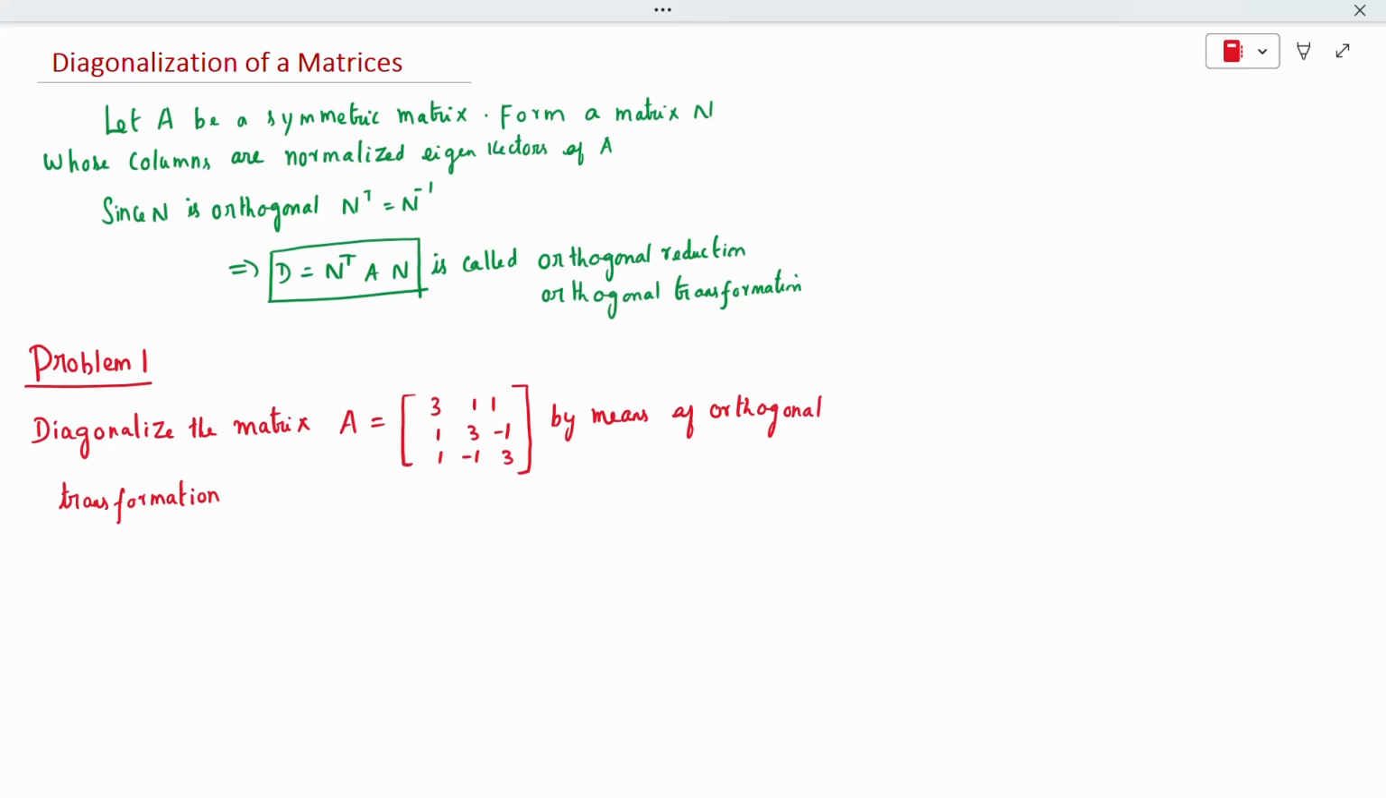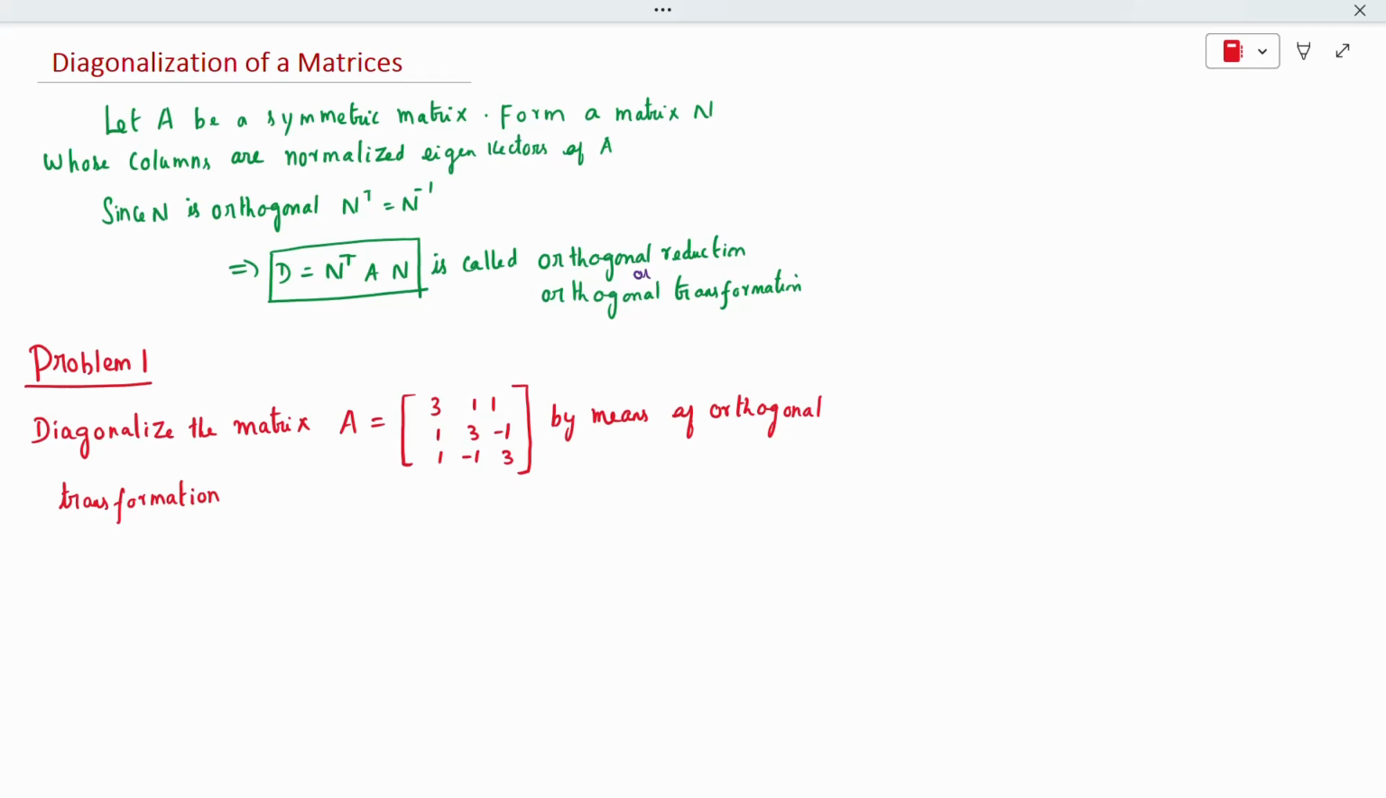So diagonalization, how we can write it: N transpose A N is the diagonal matrix, where N is the normalized matrix. It's called an orthogonal reduction or orthogonal transformation. So to do the orthogonal transformation using diagonalization, this is our formula. So how do we have to do it?